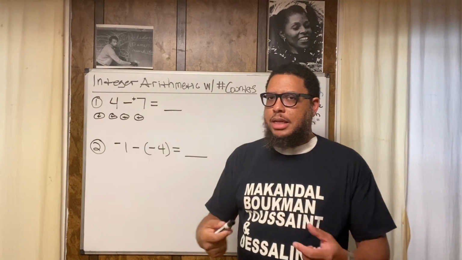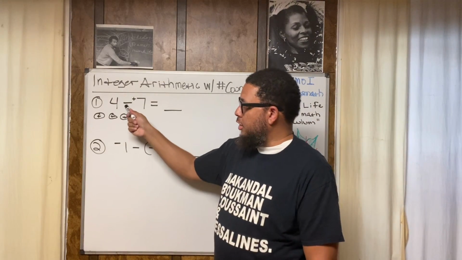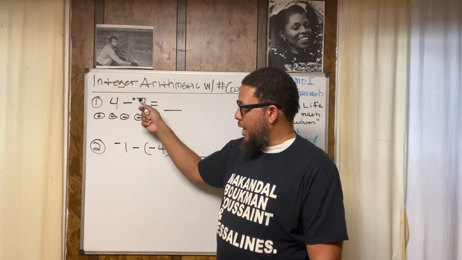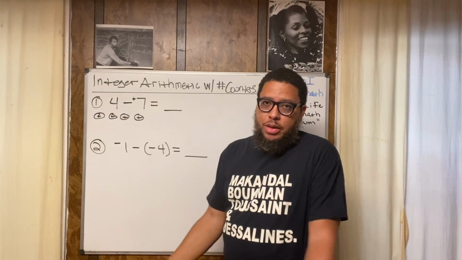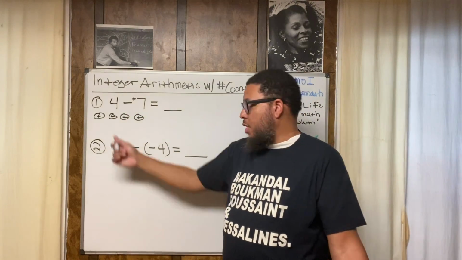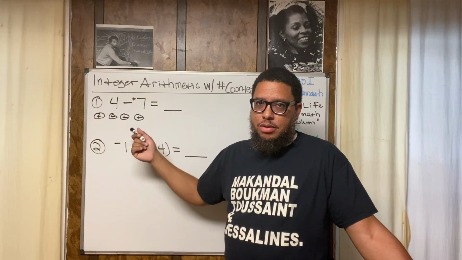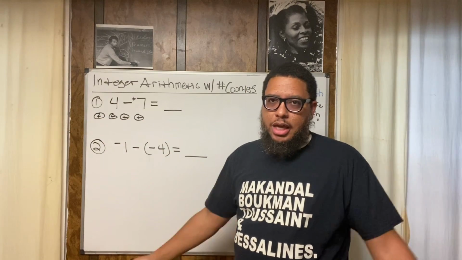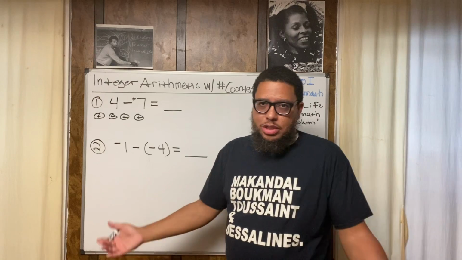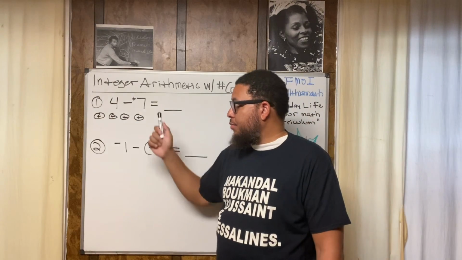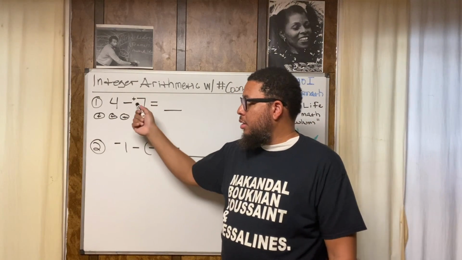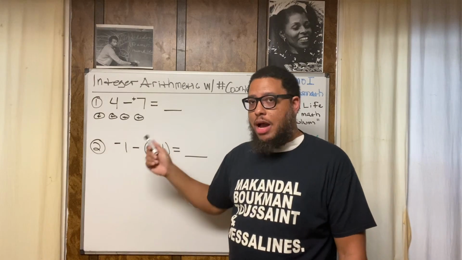So think about the logic. I'm trying to take away, this minus sign means take away, positive 7. I can't take away what I don't have, right? If I don't have positive 7, how am I going to take away positive 7? It's like the old heads say, you can't get blood from a turnip. You just can't do it. But I can add 3 more positive 7s to the problem.